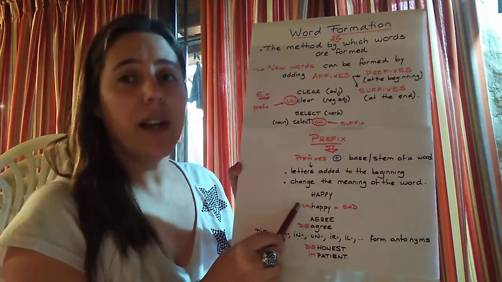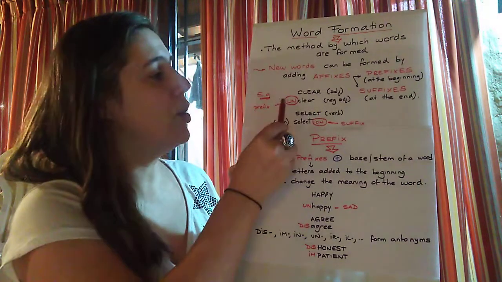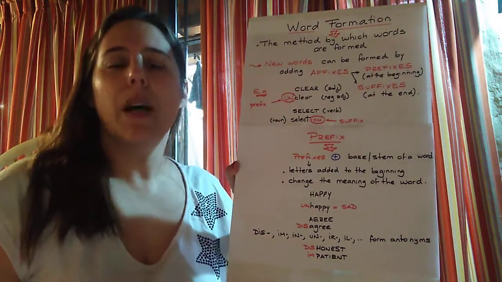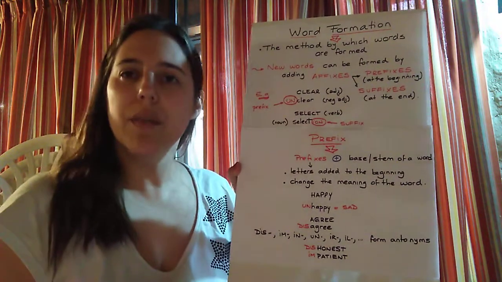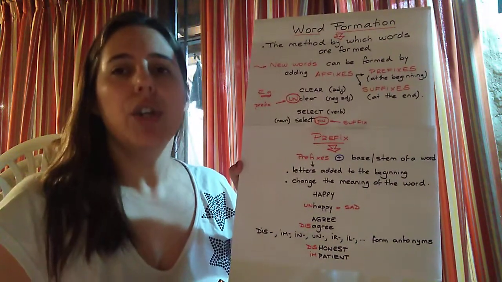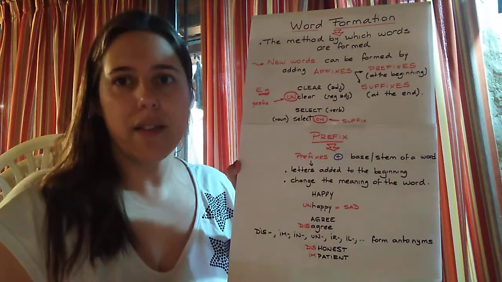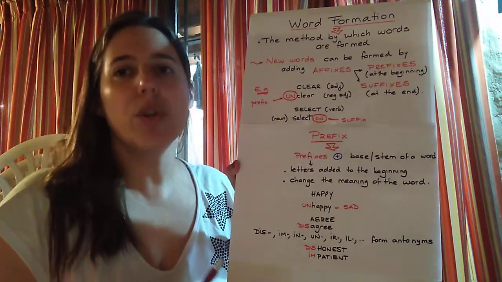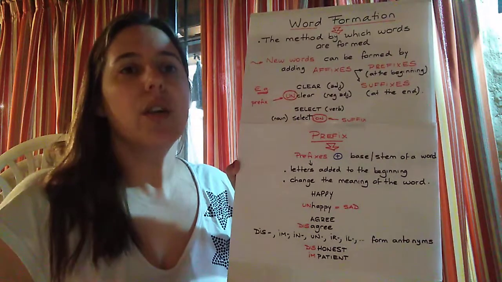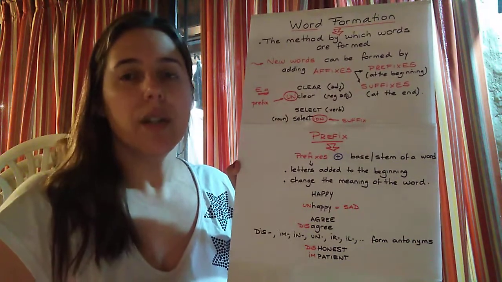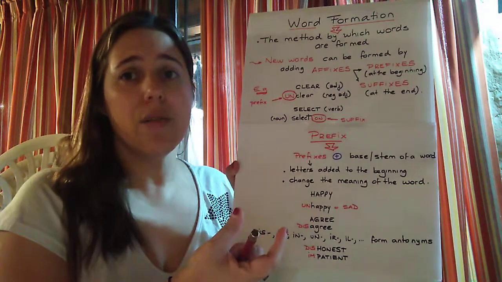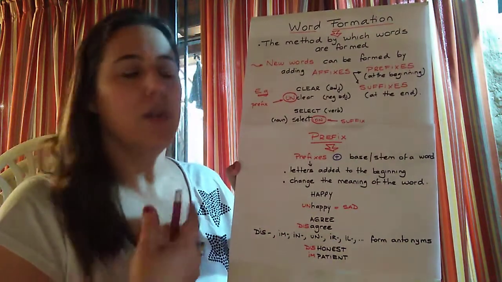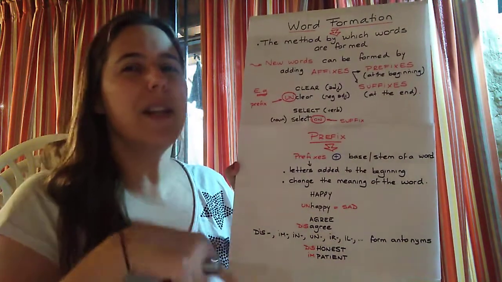How do I realize that I need unhappy or unclear? It is because in these kinds of activities, in word formation, you are going to be given a text, a sentence in which you're going to realize what kind of word you need. You're going to be given the word at the end of that sentence, and you need to form a new one to complete the meaning.